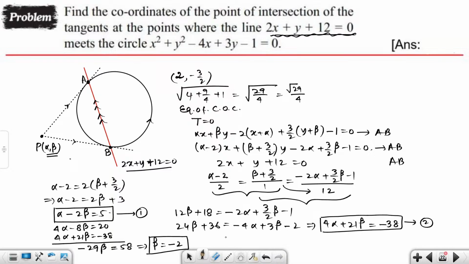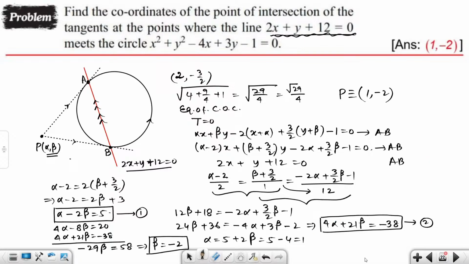If beta is minus 2, we can easily see from the first equation, your alpha is 5 minus 4, that gives us 1. Therefore, the coordinate of point P is nothing but (1, −2). Am I correct? Let me reveal the answer. Yeah. Is it clear to all?